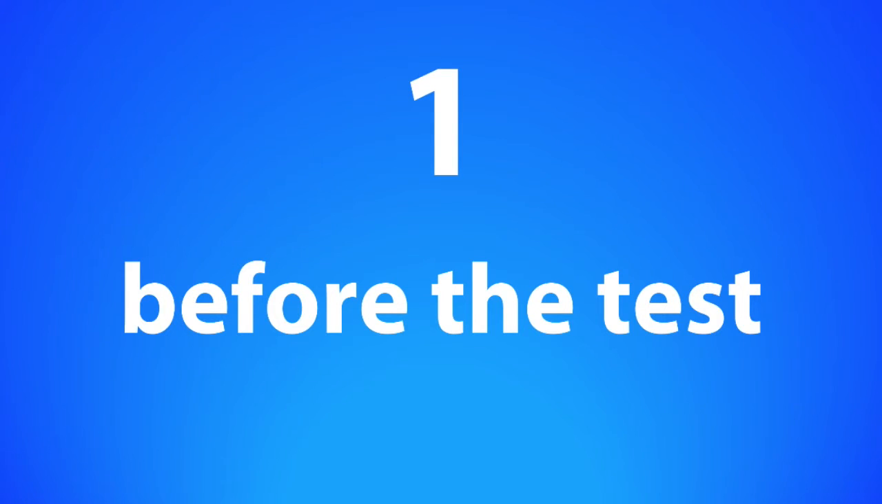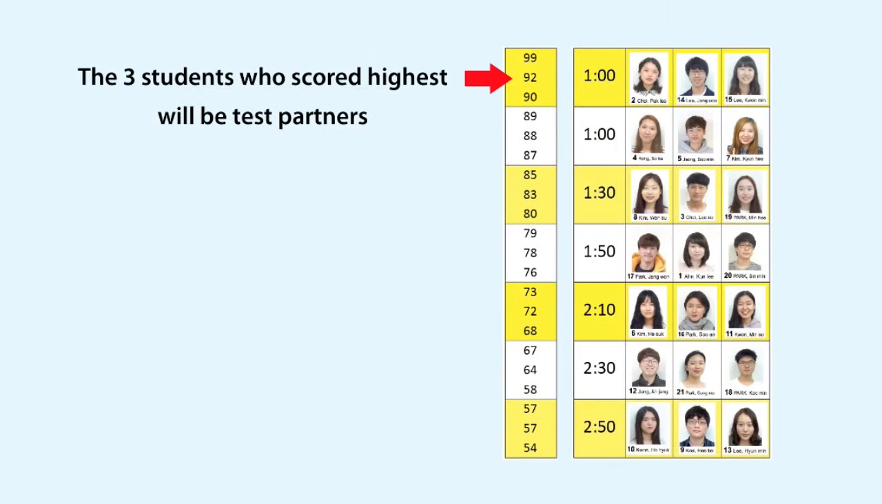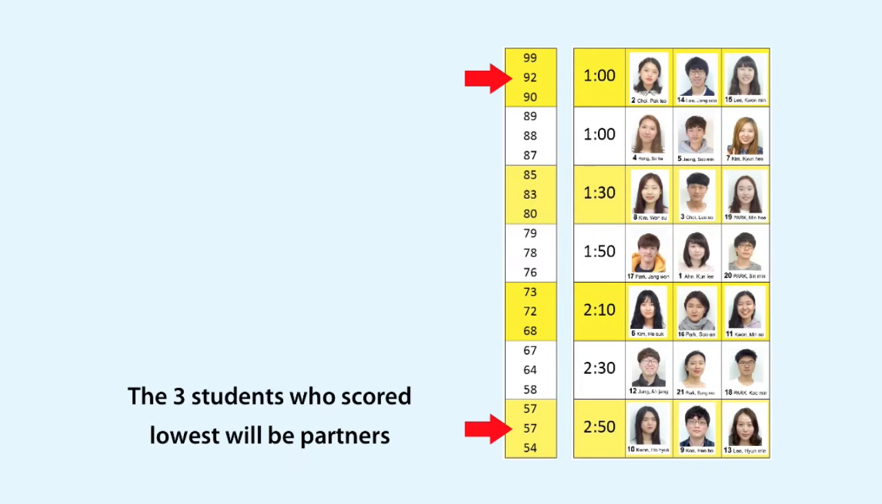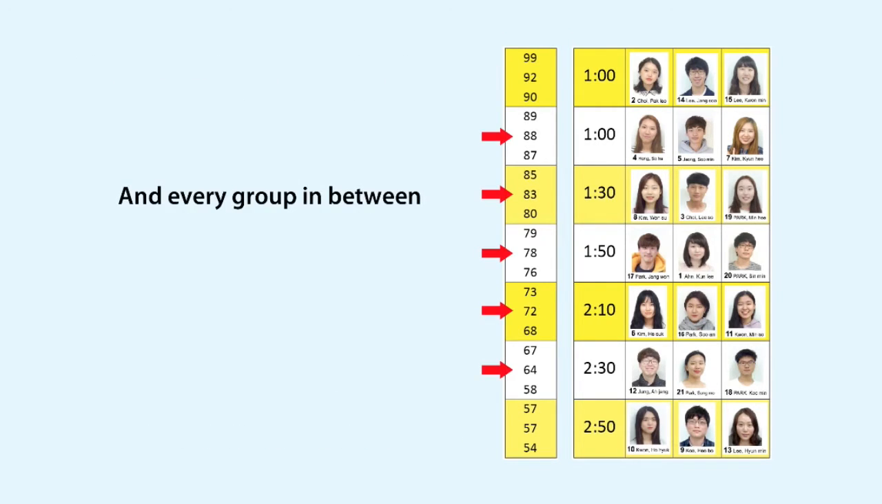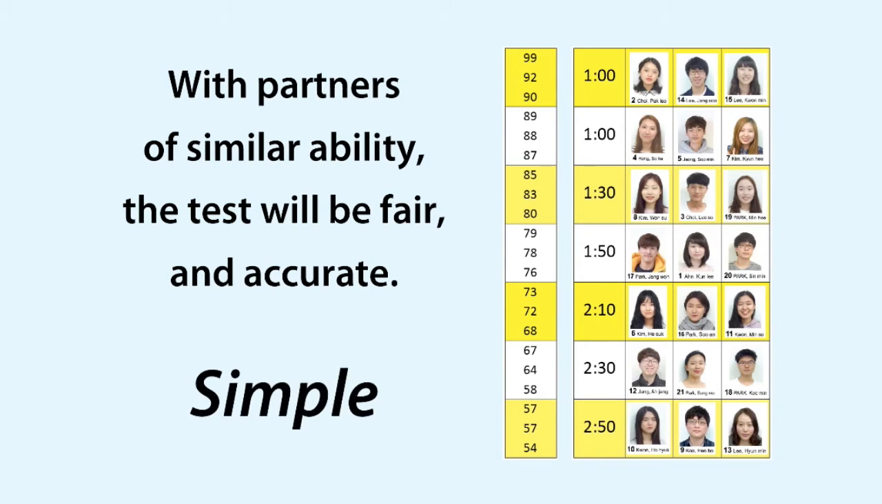Before the test, the first day placement test gives partners of similar ability. The 3 students who scored highest will be test partners. The 3 who scored lowest will be partners. And every group in between. With partners of similar ability, the test will be fair and accurate. Simple.